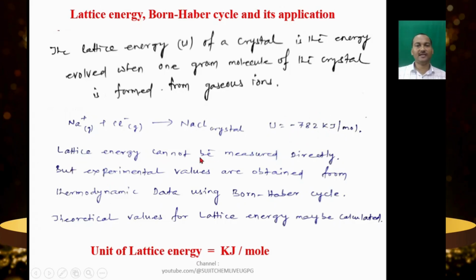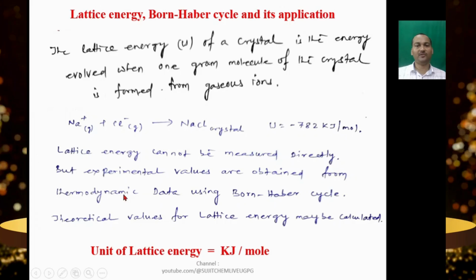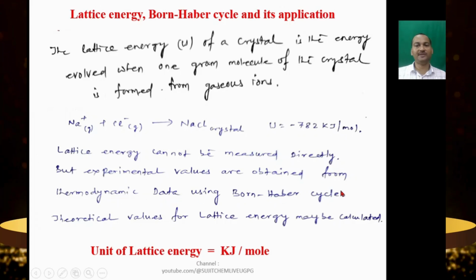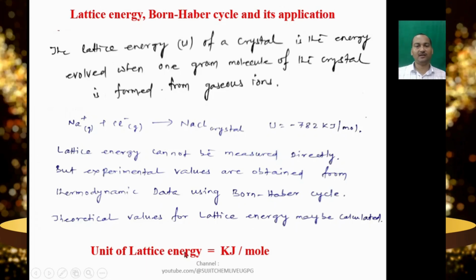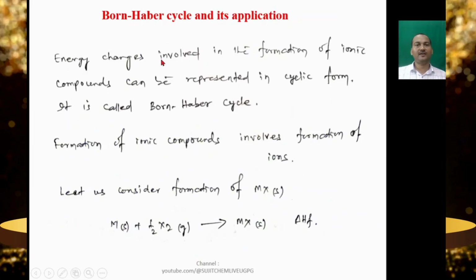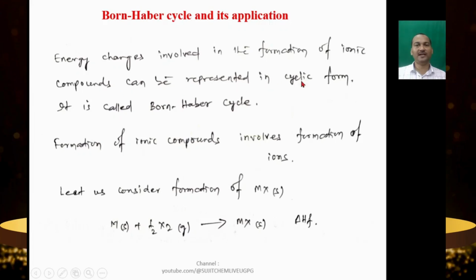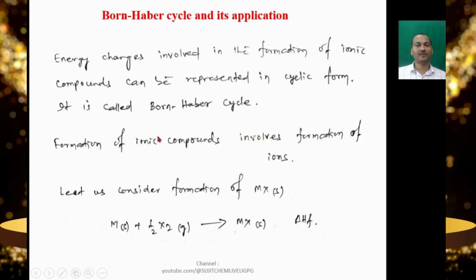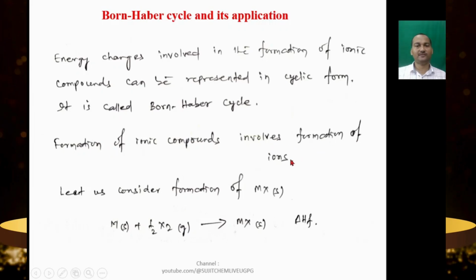This lattice energy cannot be measured directly, but experimental values can be obtained from thermodynamic data using Born-Haber cycle. Theoretical values for lattice energy may be calculated, and the unit of lattice energy is kilojoule per mole. The energy changes involved in the formation of ionic compounds can be represented in cyclic form, and it is known as Born-Haber cycle. Formation of ionic compounds involves the formation of ions.